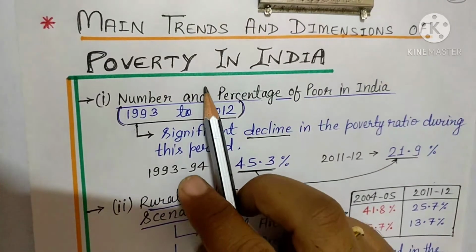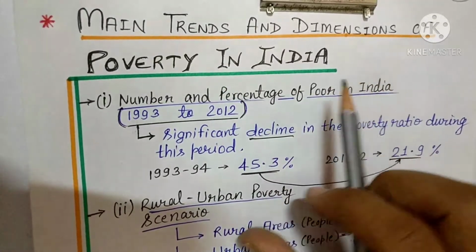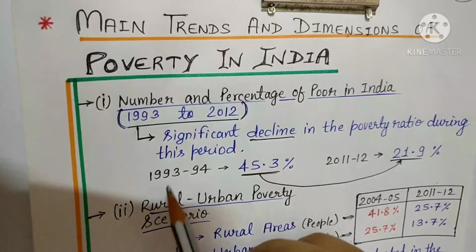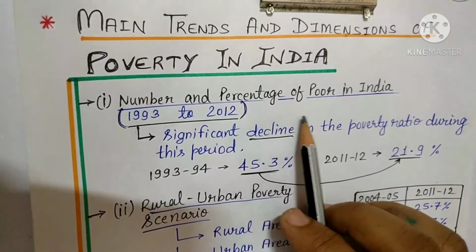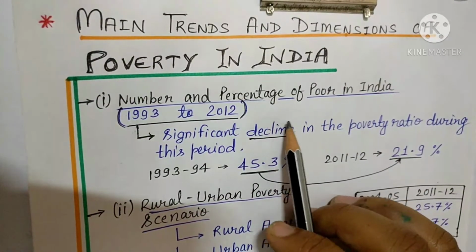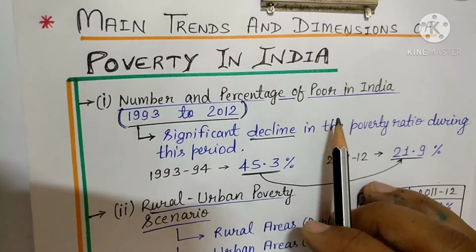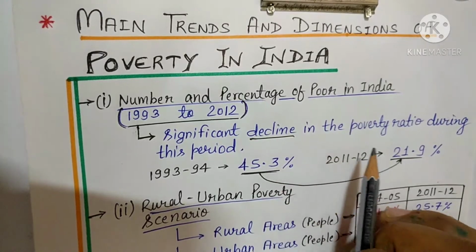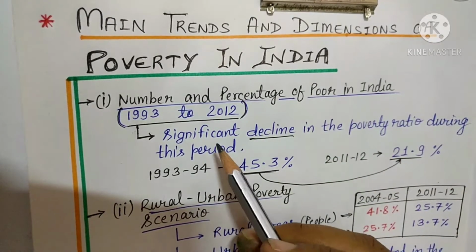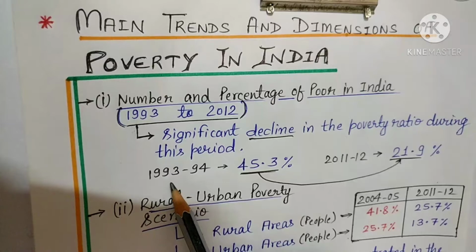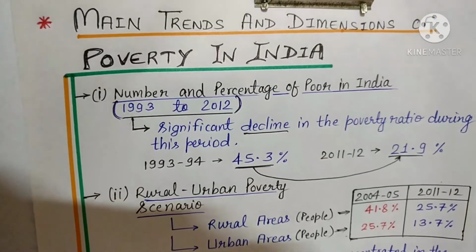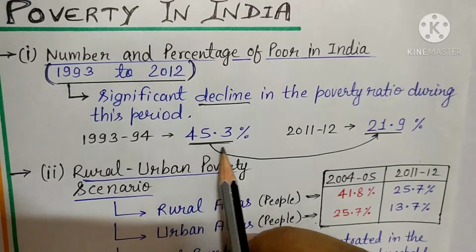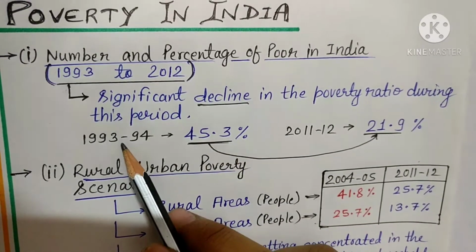So now we are going to discuss the main trends, or you can say dimensions, of poverty in India during the period of 1993 to 2012. So the first feature is the percentage of poor in India. Those people who are poor in India, how much are they in percentage? There was a significant decline. It means there was a decrease in the poverty ratio during this period. So it is a positive point. Let's check here. In 1994, there were 45.3% of people who were poor in India. 45.3% of people were poor in India in 1994.